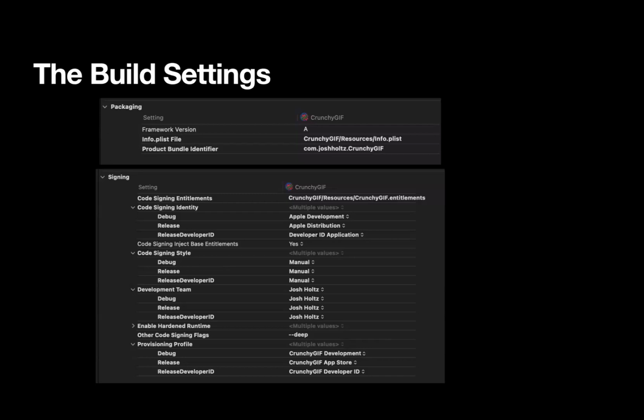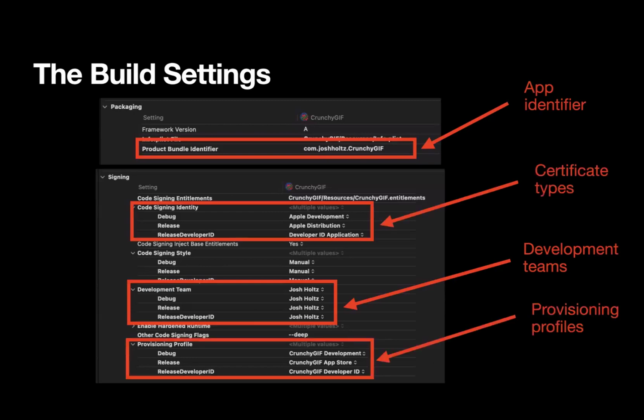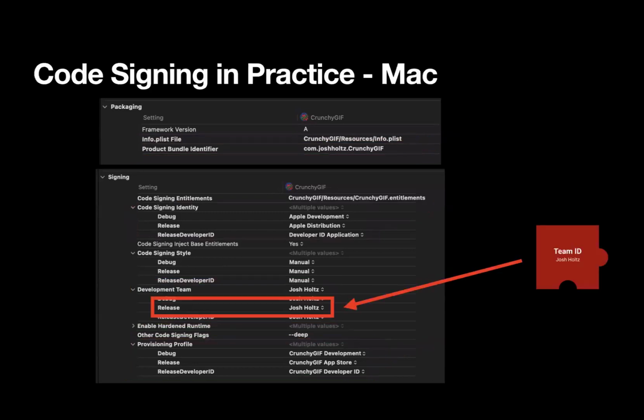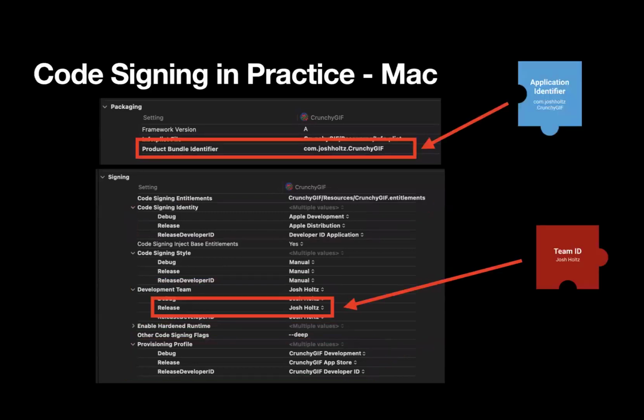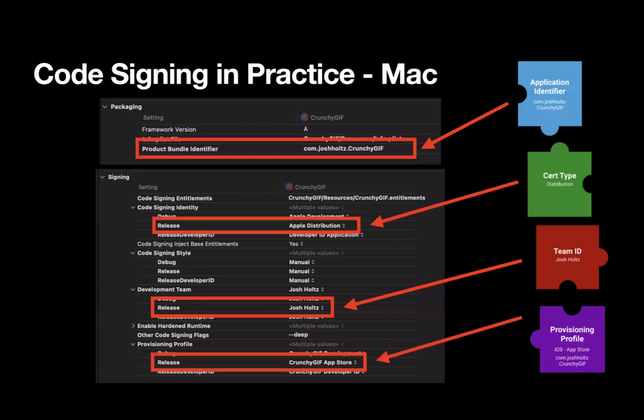So you can configure these in your app, general, or no, the hiding tab. Build settings is where I prefer to go to them because it's a little bit more powerful. You can see everything. So you have your development teams down there. You have your app identifier section, your certificate type section, and your provisioning profile section. These relate to the puzzle pieces. So the team ID piece, the application ID piece, the cert piece, and the provisioning profile piece.